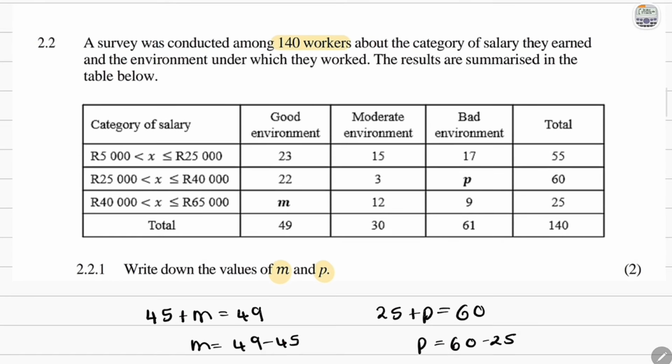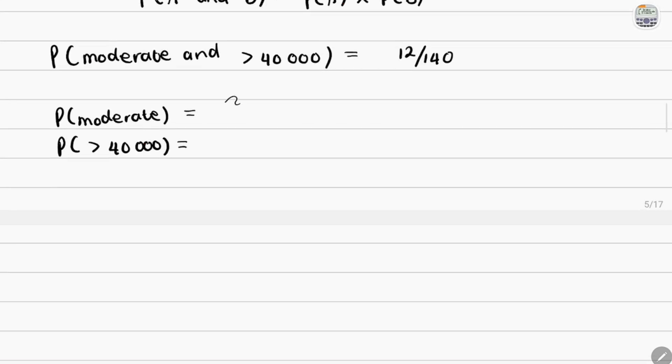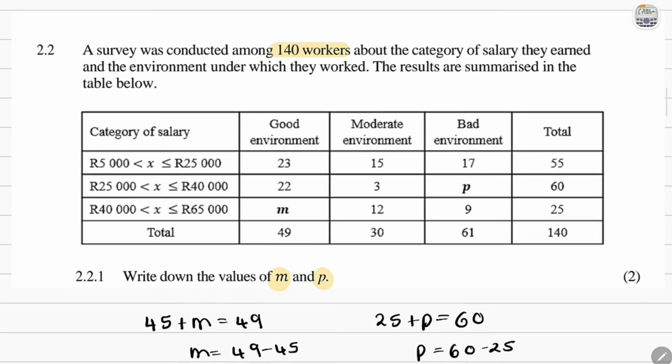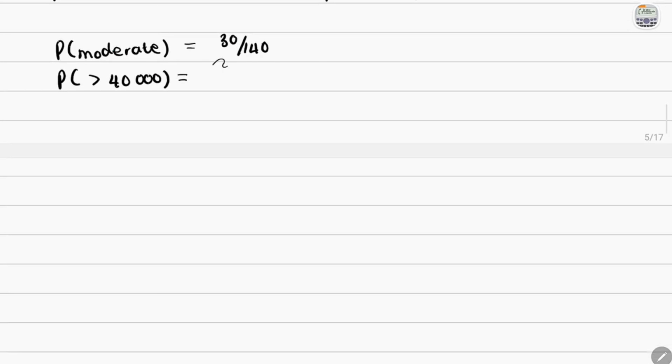Okay, so let's go ahead and see this. So the probability of finding someone who works in a moderate environment. The total for this is 30, because we're just trying to randomly pick somebody out of these workers who works in a moderate environment, regardless of what they earn. So that is 30 over 140. And then people who earn more than 40,000 regardless of the environment, that would be 25. So that is 25 over 140.